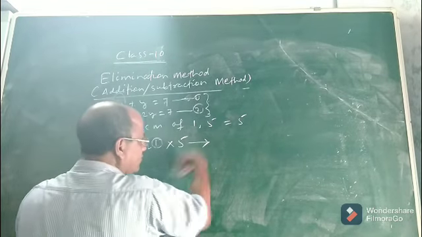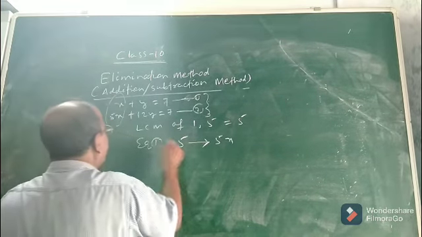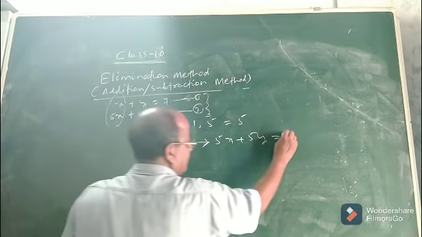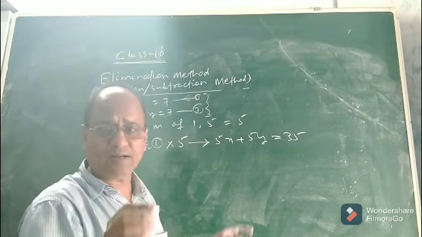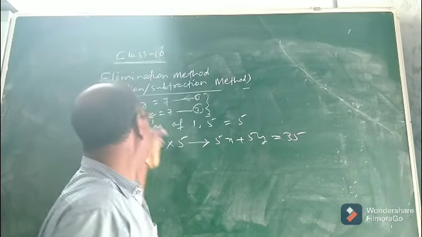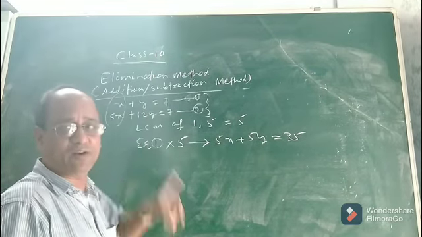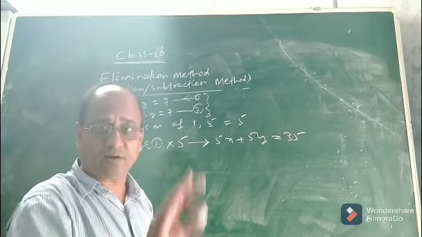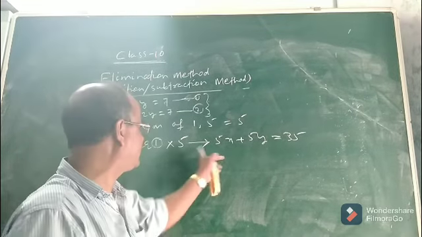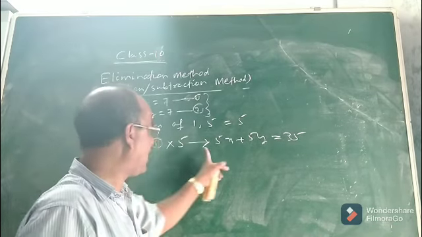Okay, so now you multiply. What will be the product? 5 into x, 5x, 5 into y, plus 5y, equal to 5 into 7, 35. See children, when we multiply any number to any equation, it is to be multiplied on the left hand side as well as the right hand side. That does not mean you will multiply 5 to the left hand side and not to the right hand side. No, that is not allowed. If you multiply anything to any equation, you have to multiply that to the left hand side as well as the right hand side. So see, on multiplying equation 1 by 5, I got this one.